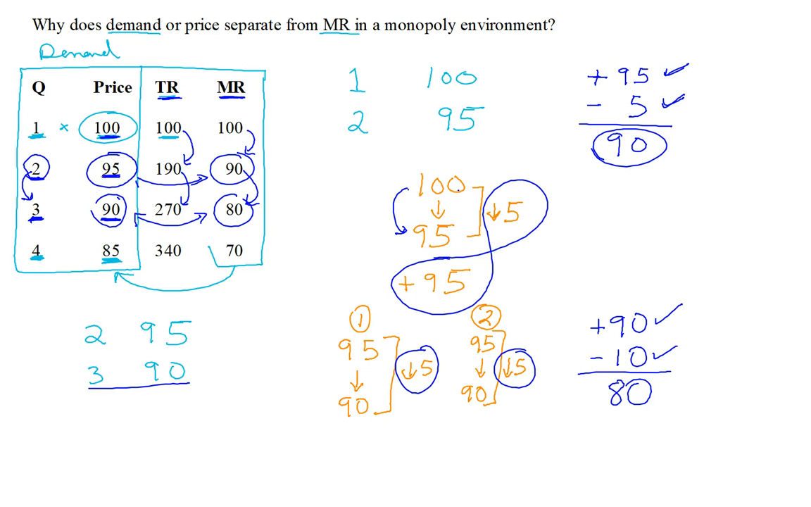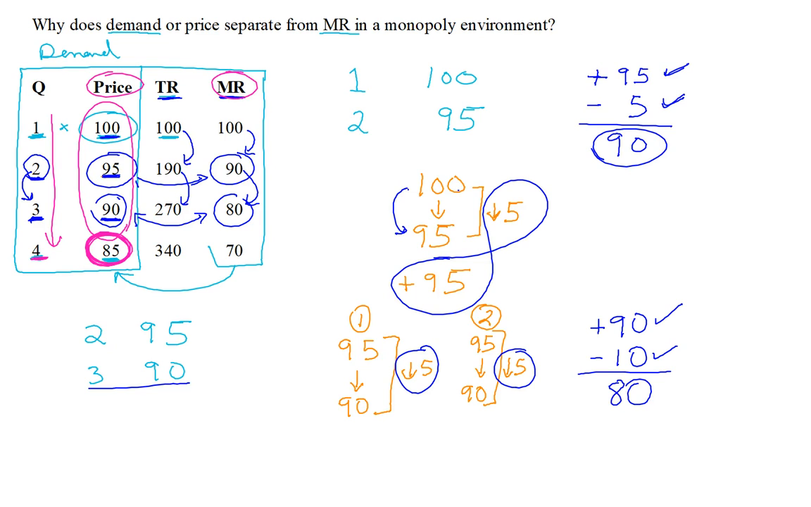But the key to this concept, the key to the big idea here is that when a company increases production, okay, they add revenue by selling those new units. They gain this extra money from selling that additional unit, but they have to lower the price on all the previous units. Okay, that's what causes marginal revenue to separate from the price.